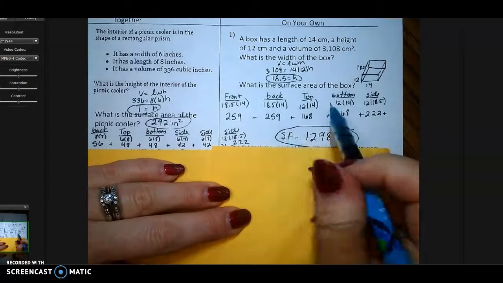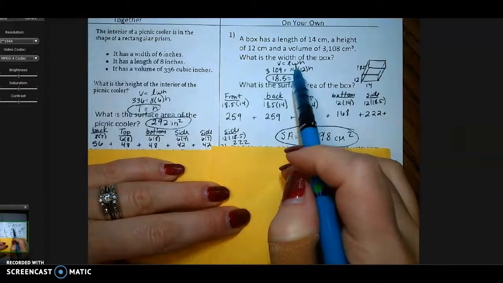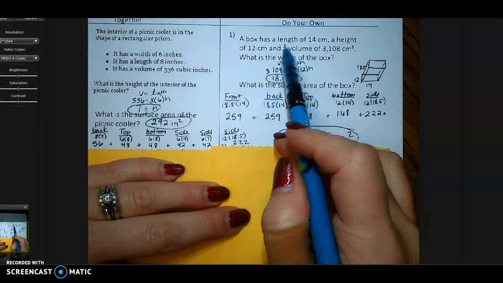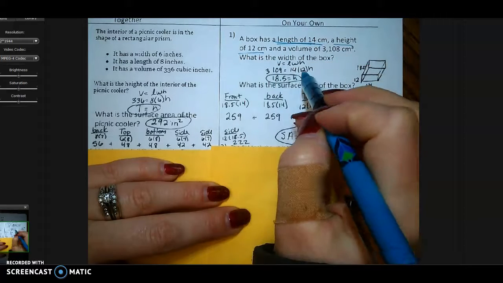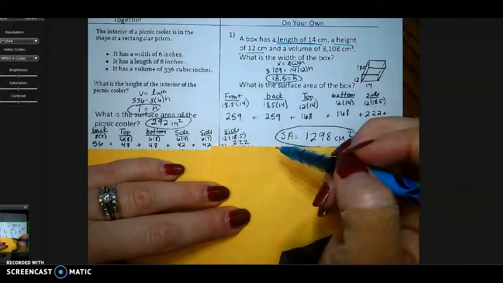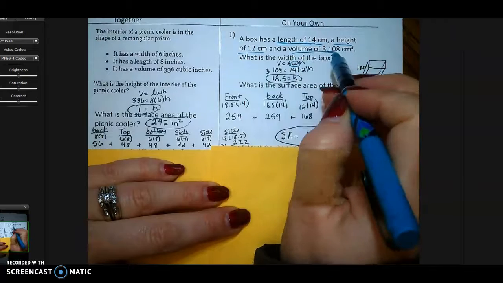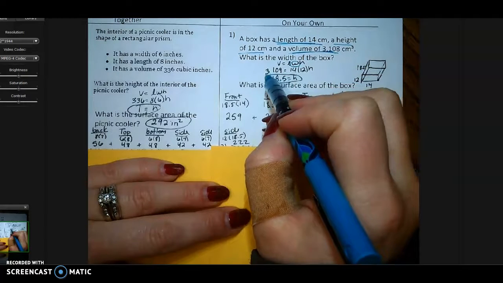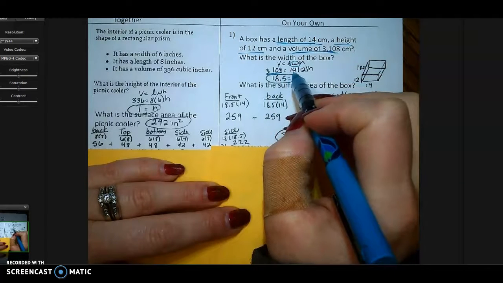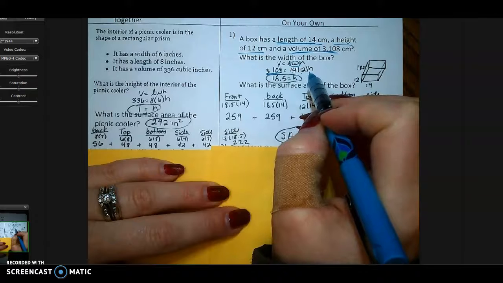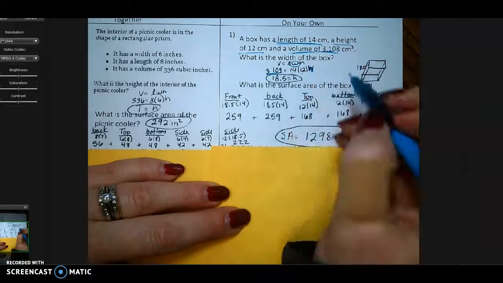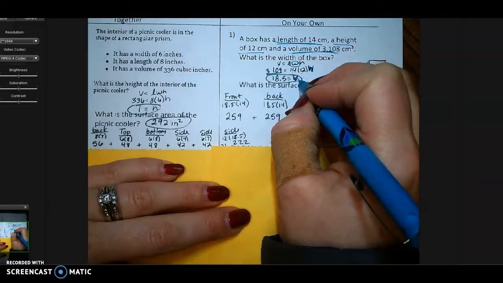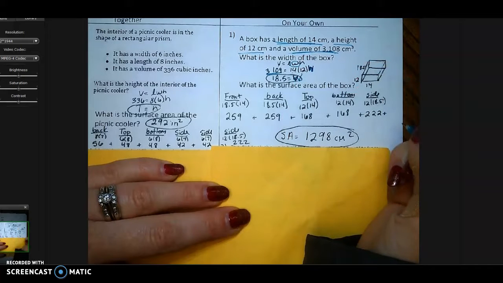All right, so the one on your own, we had the length times the width times the height, and they gave us the length, and they gave us the height. That meant we were looking for the width there. They also gave us the volume. So you said the volume is equal to 14 times 12, and we should actually be looking for the width here. And so that means that the width of my box is 18.5.